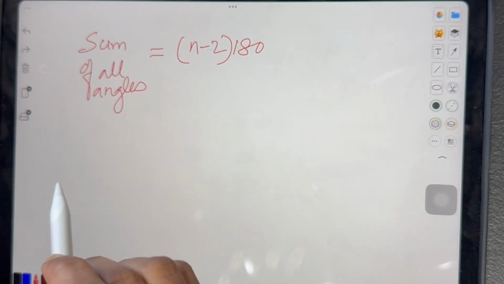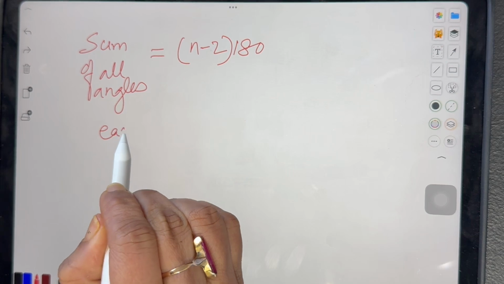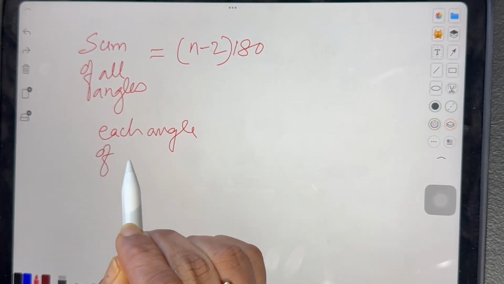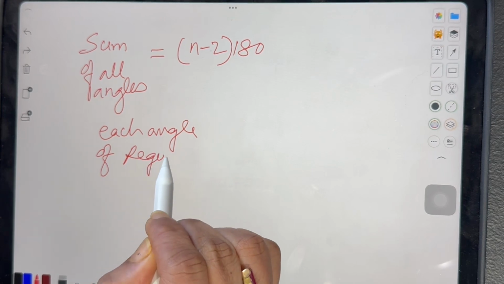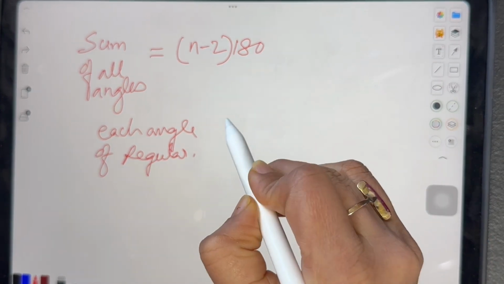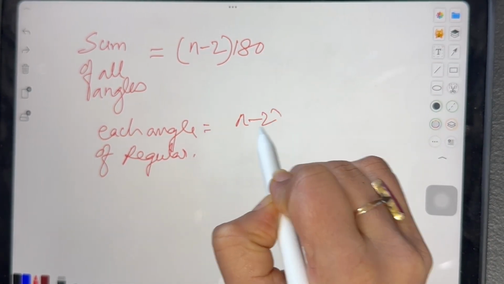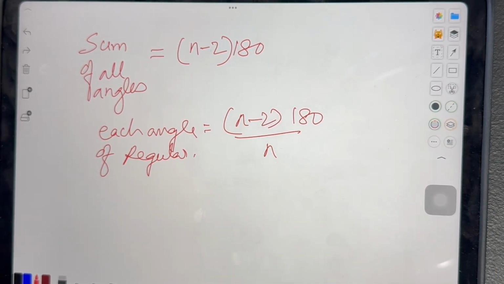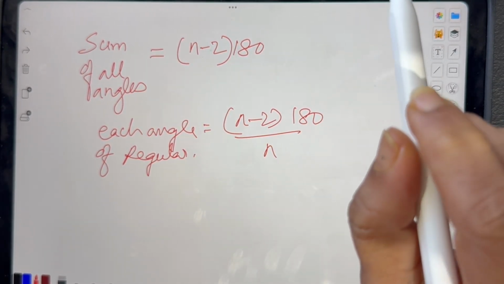And what was the other one? Each angle. But when you are finding each angle, it should be of a regular polygon, because each one should be the same. In that case, the formula is (n minus 2) times 180 divided by n. Okay, now what is the sum of all the exterior angles?